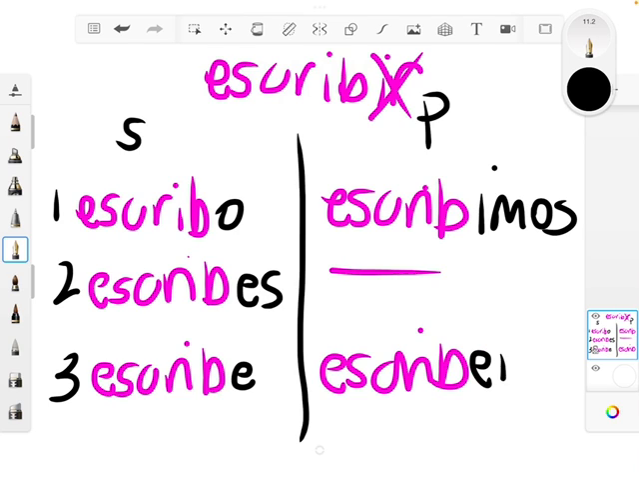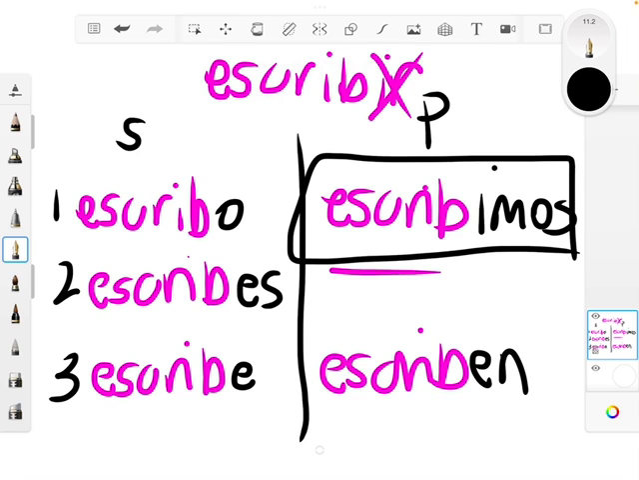and ellos escriben. The only difference that we see between the ER and IR verbs in the present tense is going to be first person plural. Here we have imos, but for ER verbs, we'll have emos. So they're almost identical. You just want to make sure that you're marking those. For the rest of them, it'll be that E as opposed to the A, where we have o, as, a, amos, an.